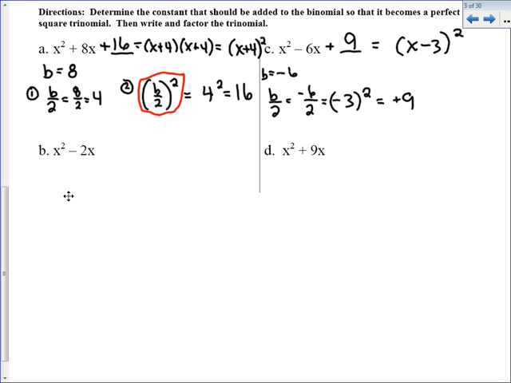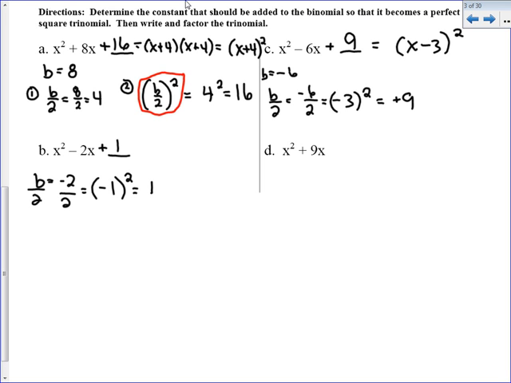So if we go back now to B, first thing I need to do is find that number that goes on the end here. There's 2 steps to doing that. The first step is that you take whatever B is, which is negative 2, divide it by 2. So I get a negative 1. So that's step 1, divide by 2. Step 2, take that answer. We're completing the square. We want a perfect square trinomial. Square it. Negative 1 squared is positive 1. So the number that completes the square, that gives me the perfect square trinomial, is a positive 1.